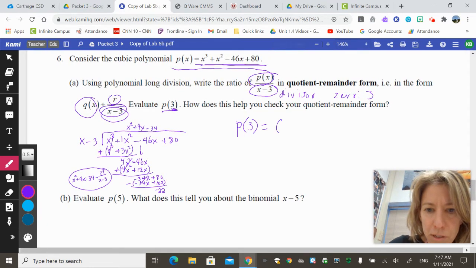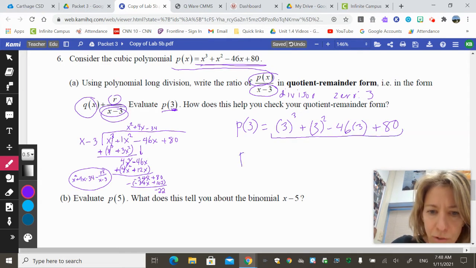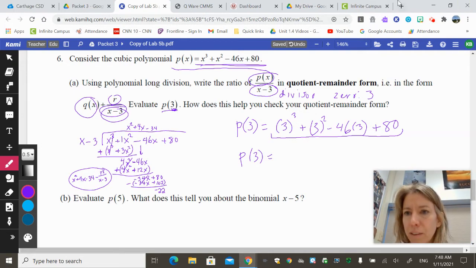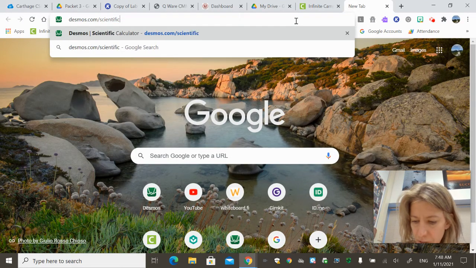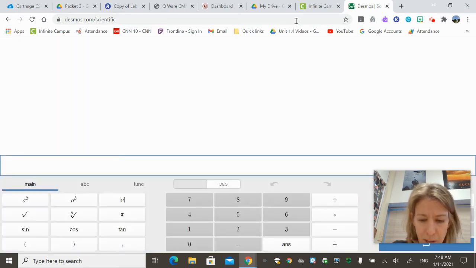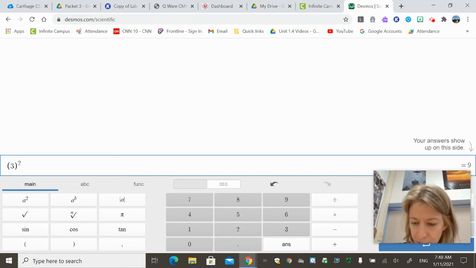So I'm going to substitute my 3. I have 3 cubed plus 3 squared minus 46 times 3 plus 80. And if you want, you can open up Desmos with a scientific calculator. You can type the whole thing in, and it does it for you quickly in just one step. Just to model that, because there's less room for error when you're using a scientific calculator, as long as you substitute your values with parentheses around them. So 3 cubed, plus 3 squared, minus 46 times 3.